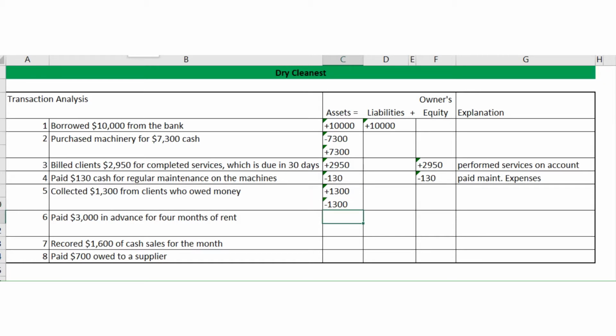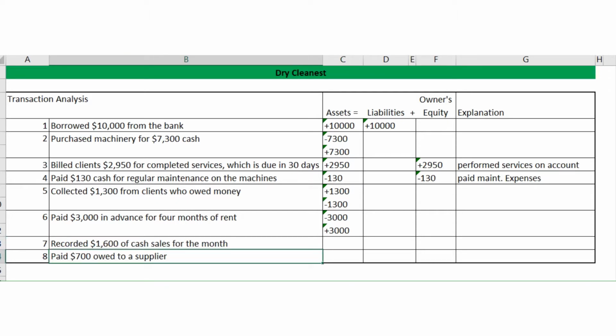Item number 6, we paid $3,000 in advance for 4 months' rent. We're using cash, so therefore it's a reduction in our assets. But because we're paying in advance for 4 months of rent, it is for future rent expense. Anything that's not an expense today is considered a prepaid expense. Prepaid expenses are an asset until they're actually incurred as an expenditure for the organization. So in this case, we are increasing our assets, the asset being prepaid expense. Apologize for the spelling mistakes.